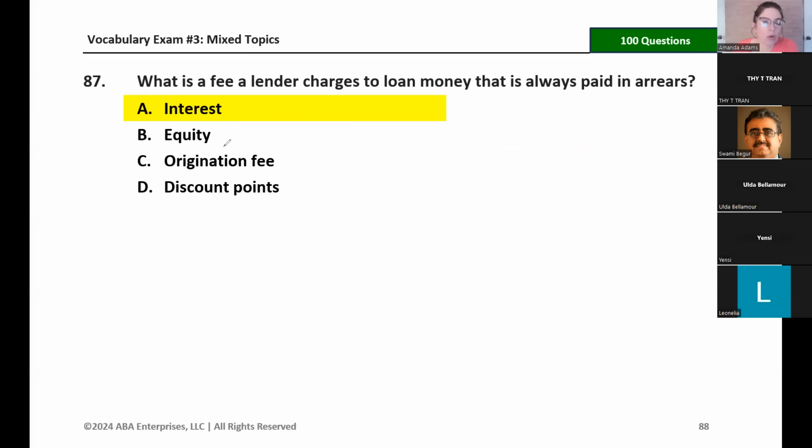What is your origination fee? What is an origination fee? What's an origination fee?